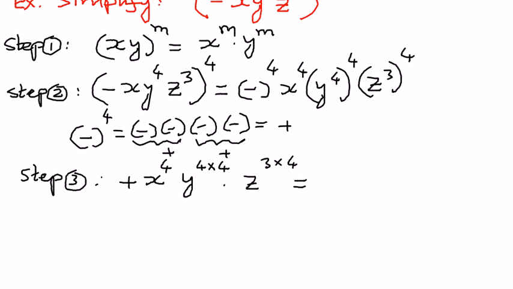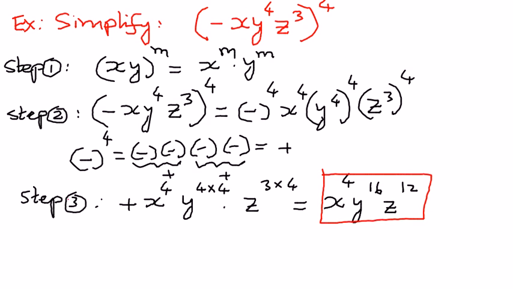Therefore, we can simplify this as positive x to the power of 4. The positive signs are implied if we do not write them. We can write this as x to the power of 4 times y to the power of 4 times 4, which is 16, and then z to the power of 3 times 4, which is 12. So the answer is x to the power of 4, y to the power of 16, and z to the power of 12. This is where we want to leave it.